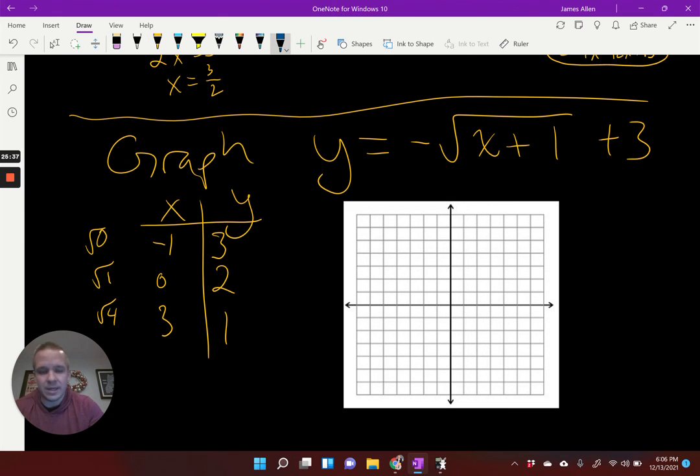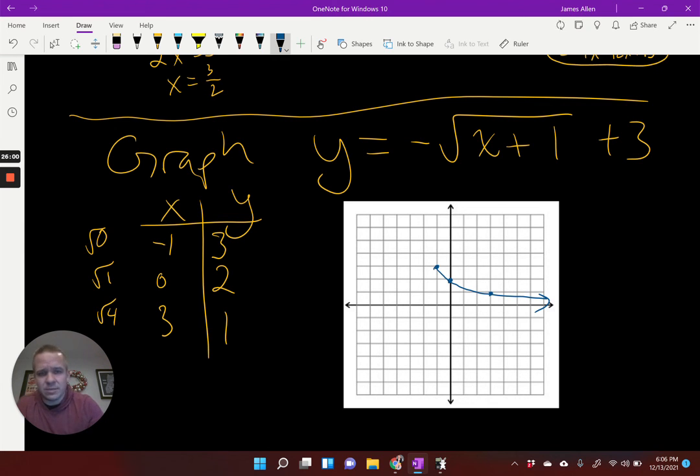So let's go ahead and plot these. I've got negative 1, 3, and then we have 0, 2, and then we have 3, 1. That was a terrible graph. Let me try that again. There we go. So it's going down rather than the normal up.